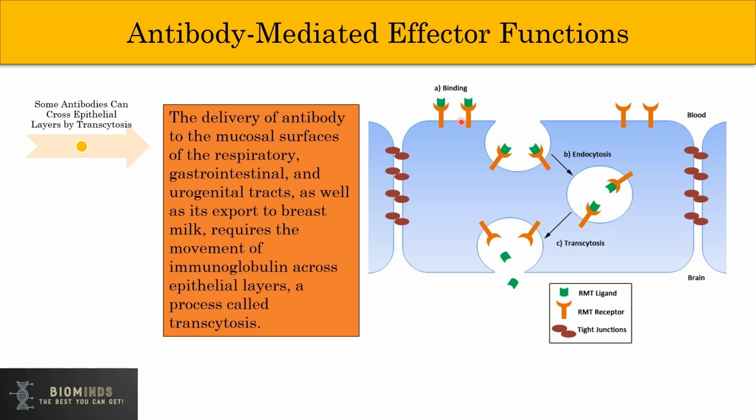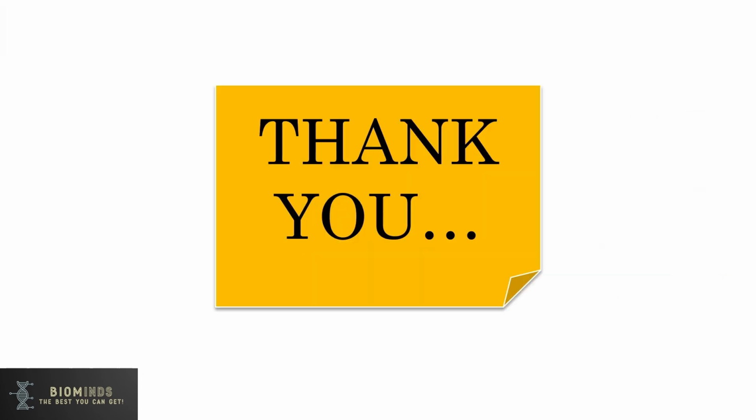This is how it works. We have the receptor. These green ones are the antibody. This is blood. The receptor will go and bind to the antibody. Next it will do the endocytosis, next the transcytosis. Here it will get released into the other region. So this is how the transcytosis process occurs. So this is all about the functions of the antibody.